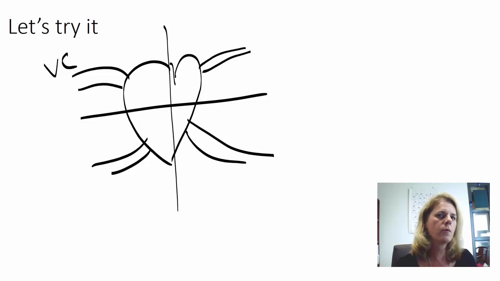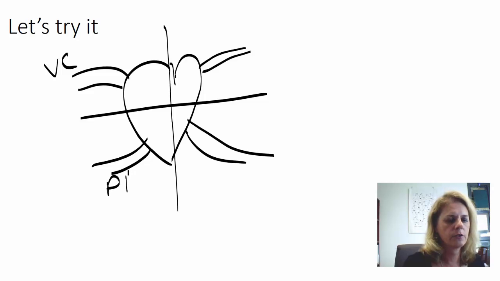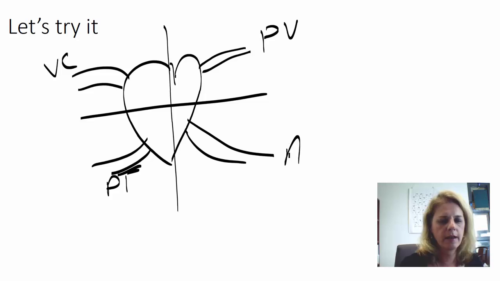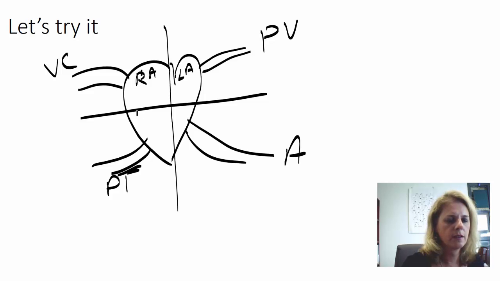So those are my 4 major vessels that blood needs to either come in or go out of. All right. So here's my pulmonary trunk. Here are my pulmonary veins, and this is my aorta. Here's my right atrium. Here's my left atrium. Here's my left ventricle.